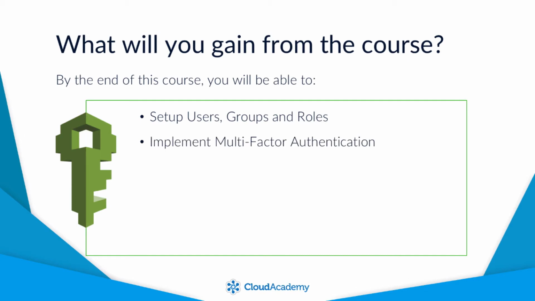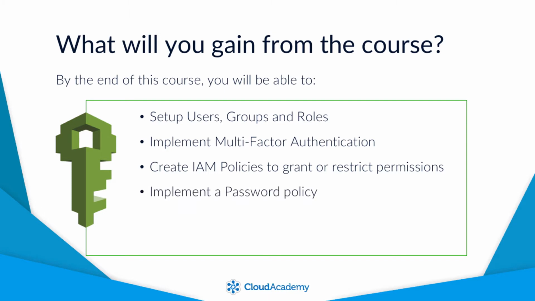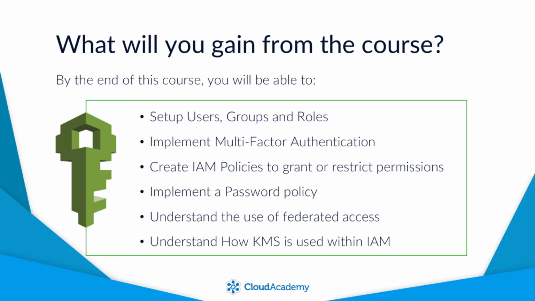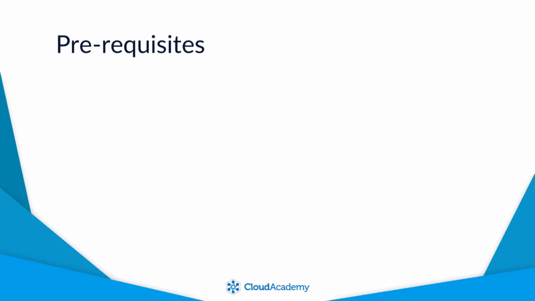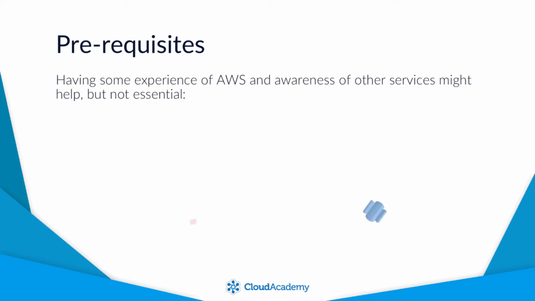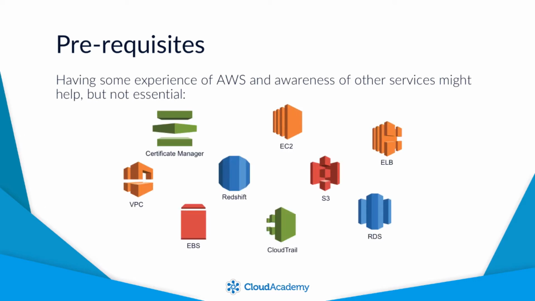You'll be able to implement multi-factor authentication, create and implement IAM policies, allowing you to grant or restrict very granular and specific permissions across a range of resources, implement a password policy to align with your internal security controls, understand when and why you may use Identity Federation access, and you'll understand how the key management service KMS is used in conjunction with IAM. Although this course will explain everything from the ground up to do with IAM, having some basic hands-on experience of AWS and awareness of other services may help, but it's not essential.